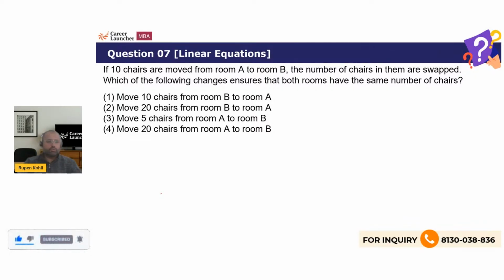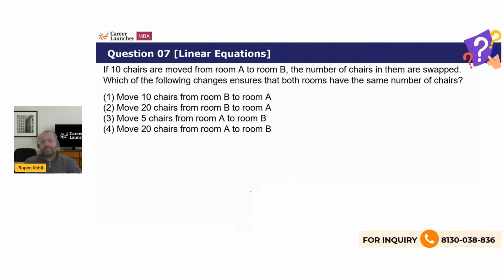Okay, let's see. If 10 chairs are moved from room A to room B, the number of chairs in them are swapped. Which of the following changes ensures that both rooms have the same number of chairs? If 10 chairs are moved from room A to room B, the number of chairs in them are swapped, which means that whatever number of chairs were there in room B will now be in room A.